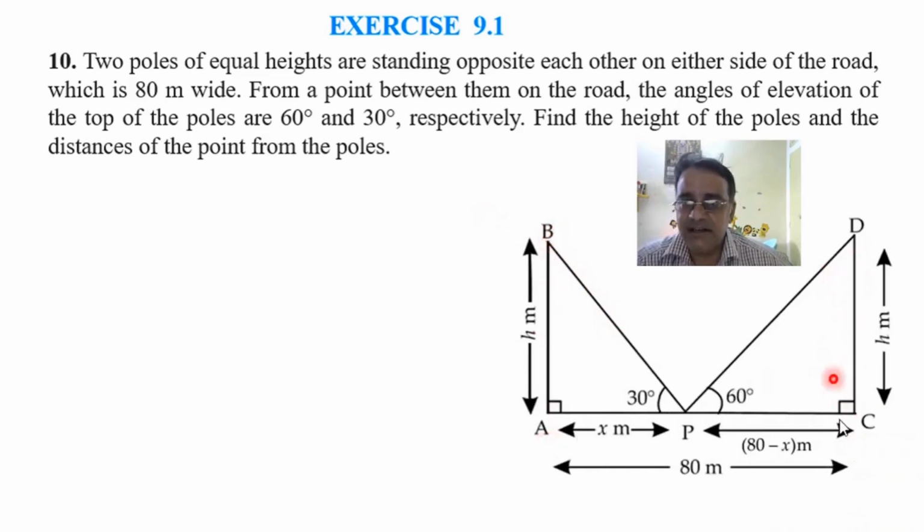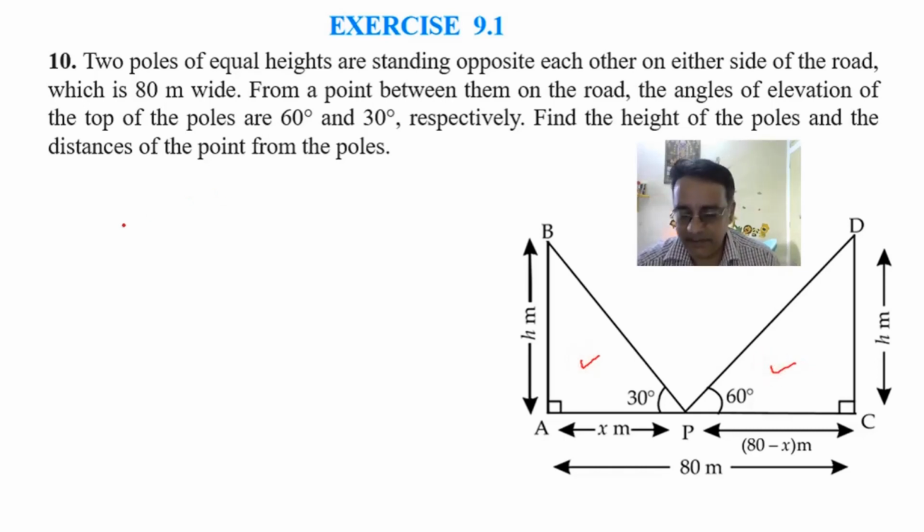AB and CD are two equal poles, okay, of same height, that is H, and this is a point of observation. The angle of elevation of this top is 30 degree, and the angle of elevation of this top is 60 degree, and the total distance is given 80. तो उसमें अगर एक x होगा तो दूसरा distance कितना होगा 80 minus x. So how many right triangles here are there? Two right triangles. So हम लोग ये दोनों right triangles को एक एक करके लेंगे, right?